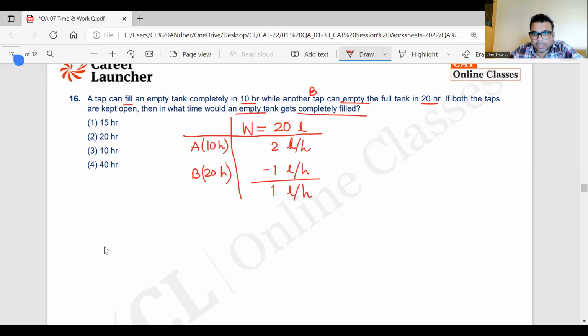In what time does an empty tank get completely filled? You can see, 20 liters has to be filled and the combined efficiency is 1 liter per hour. Very easy. So 20 divided by 1. So in 20 hours, the tank will be filled completely. Got it?